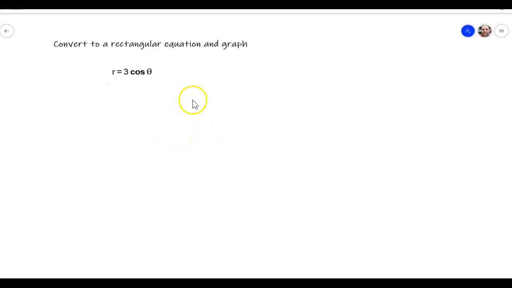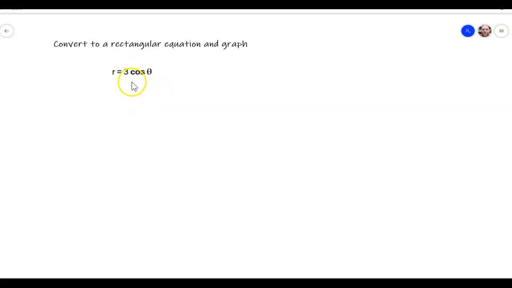Today I want to take a look at an example from section 9.2. The question says convert to a rectangular equation and graph. For this one, I want to do a couple of different things. I want to both convert this to the XY world and then put this in standard form. I also want to graph this in both the polar form and the rectangular form. So we'll look at how to do both of those in the calculator here.